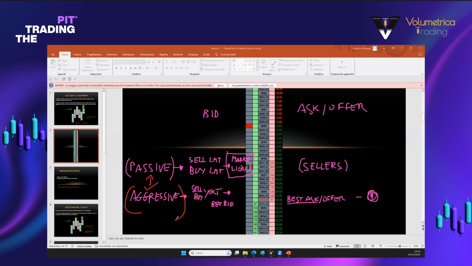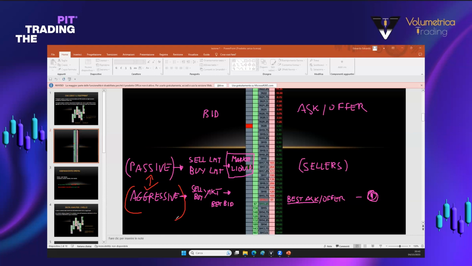Why? First of all, because they are the easiest to spot. Those are the orders which can be detected more easily by many different tools, and because they will introduce us to the concept and principle of delta, and a discrepancy between what? Between aggressive orders on the buying side and aggressive orders on the selling side. That's the first dominance we can be talking about when we say order flow analysis.